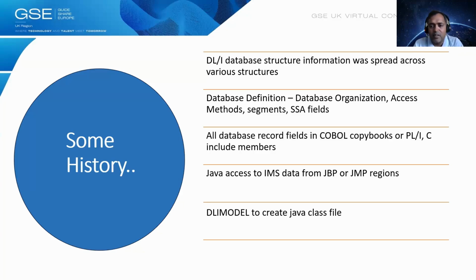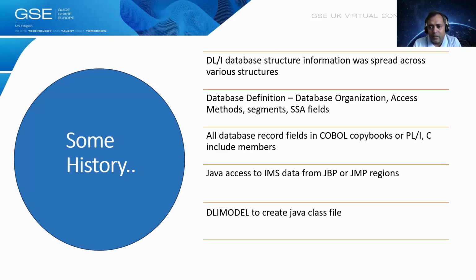Another structure was COBOL copybooks and PL/I include members. These copybooks have information about all the other fields in general. These members detail all the fields in each database segment, and not just the SSAs, and they are included in the source program when the program is compiled. The third part is your program specification block, or PSB, and that has information like PCBs, sensitive segments, sensitive fields, etc.